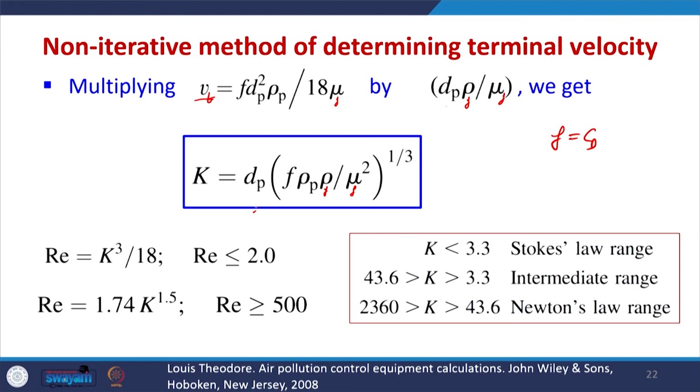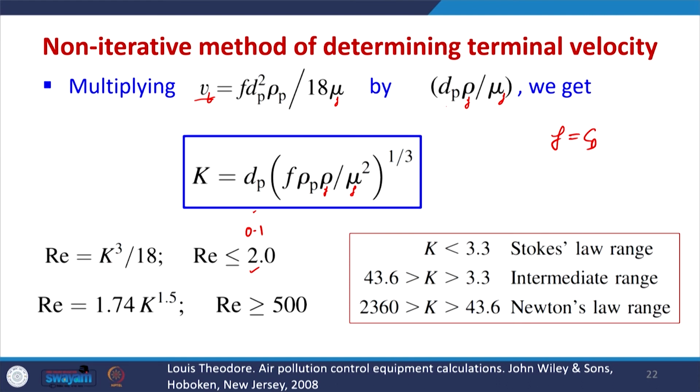Now, if we use this expression and we cross check with respect to Stokes law region. Suppose Stokes law region is considered in some of the books up to 2 also, in some of the books it is considered up to 0.1. So, if the Stokes law region is considered up to 2, which is there in many books, the original expression can be written as the Reynolds number is equal to k cube divided by 18.